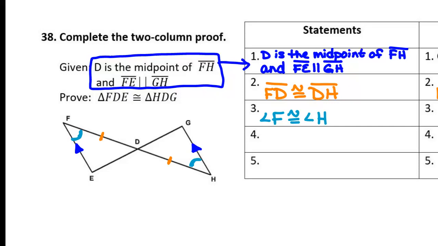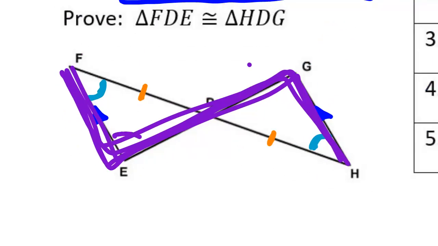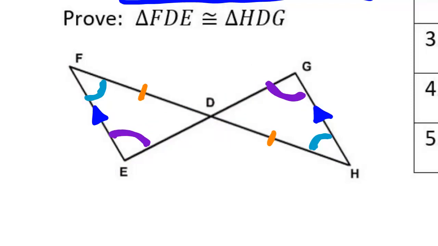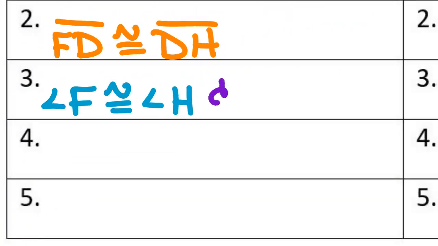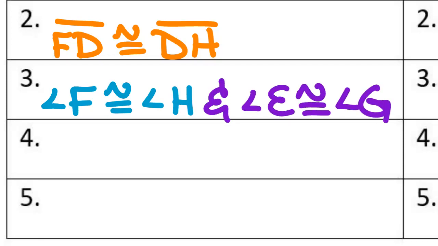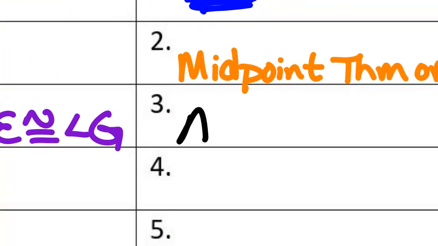I could have drawn my Z the other way. I could have drawn the Z this way, and that still uses FE and GH. So I could also have said that angle E is congruent to angle G. Both of those are using alternate interior angles theorem.